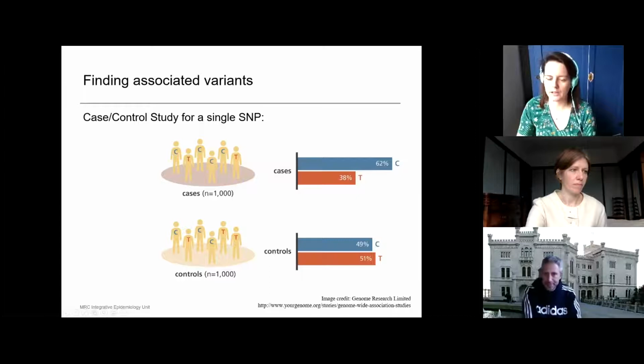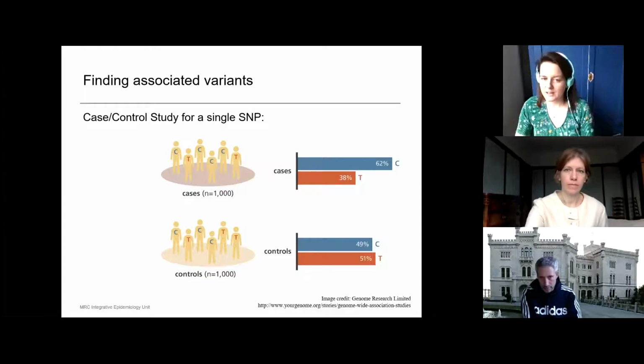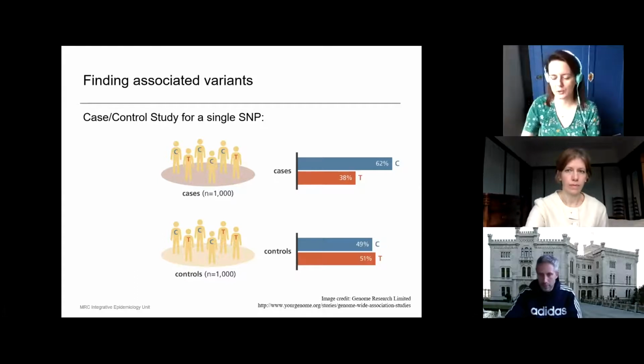So there's a much higher frequency of this C allele in cases, even though it's not completely deterministic for the disease. So what we expect is going on is that throughout the genome, there's going to be, as I say, hundreds or maybe thousands of these types of SNPs having very small effects between cases and controls.